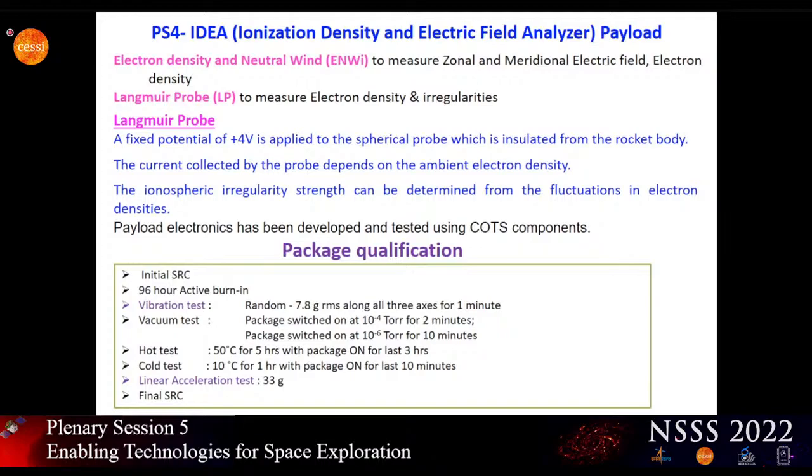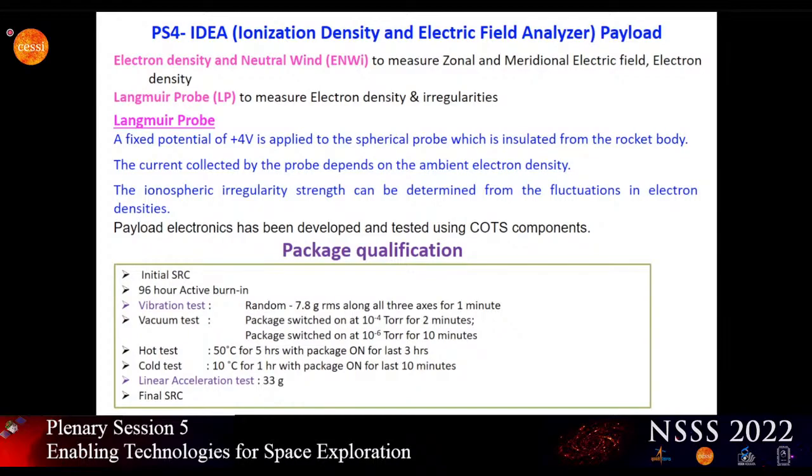You have a 96-hour active burn-in test. Then comes the real tests that are required for the spaceborne system, that is the vibration test. For each thing, the project will prescribe what vibration test is required. In this case, it was random 7.8 G in all 3 axes for 1 minute. This will be prescribed by the project because it can vary from mission to mission. Usually it will not vary much because of PSLV, if it is a similar kind of system that is being used.